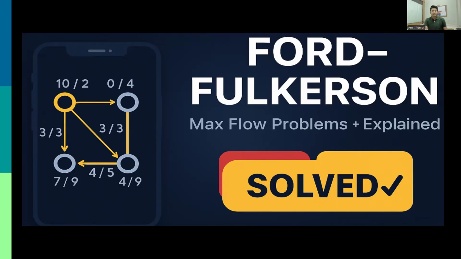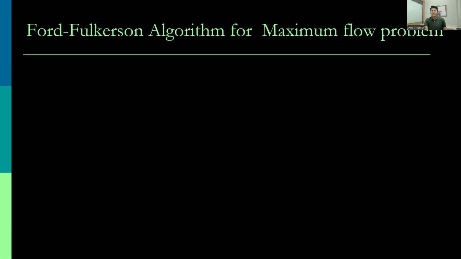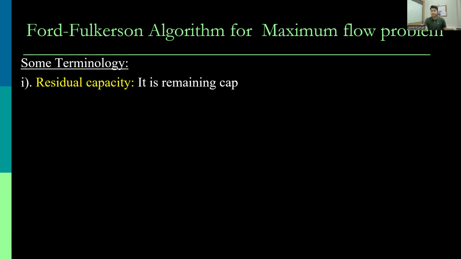Now, there are a few important points related to the maximum flow problem. Let us see. The first thing is what we call the residual capacity. So what is residual capacity? When you are making a path from source to destination, then how much amount that path is carrying, if we subtract that amount from each edge weight, the remaining capacity for that edge is called the residual capacity.